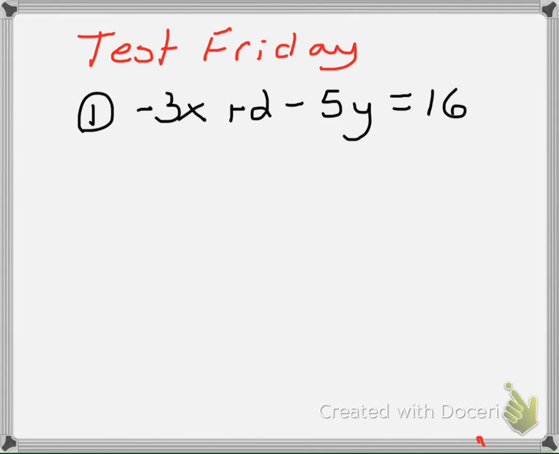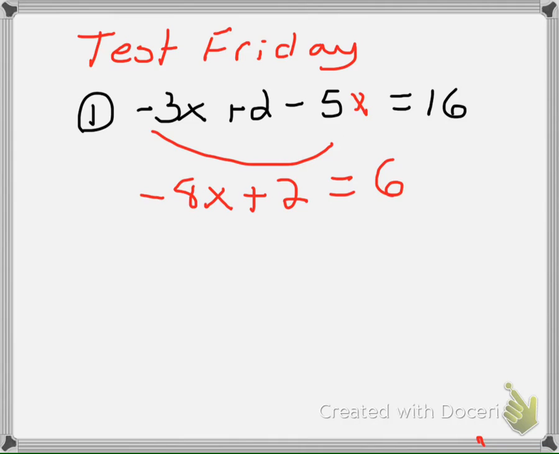Whoops. Okay, so the first mistake Mrs. Steffen made is this has to be an x. Can't have two different variables there. Okay, we're going to combine our like terms. Negative 8x, plus 2 is still there, equals 16.